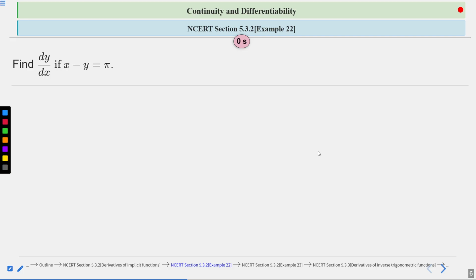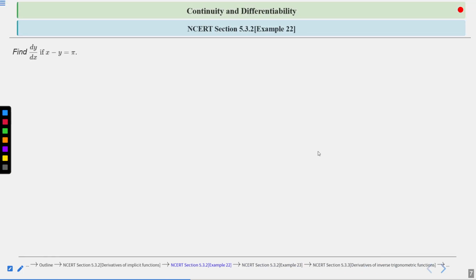Okay, let us move to the solution part. So what can we do? We have to find dy by dx where x minus y is equal to pi, right? It is basically a function in which we can write y in terms of x, and we can directly differentiate. Also, if we try to differentiate it, we can differentiate it throughout, so that we can easily find the value of dy by dx, right? So let us see the solution part.